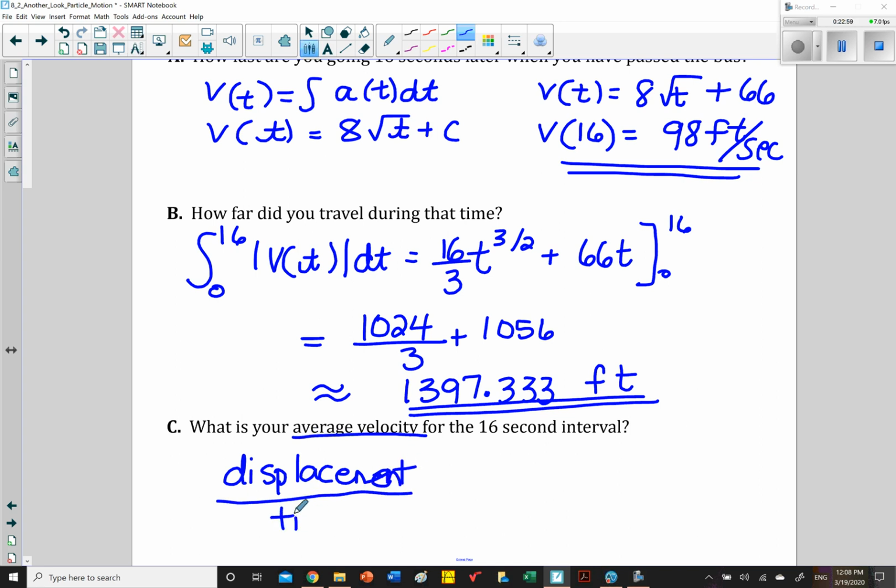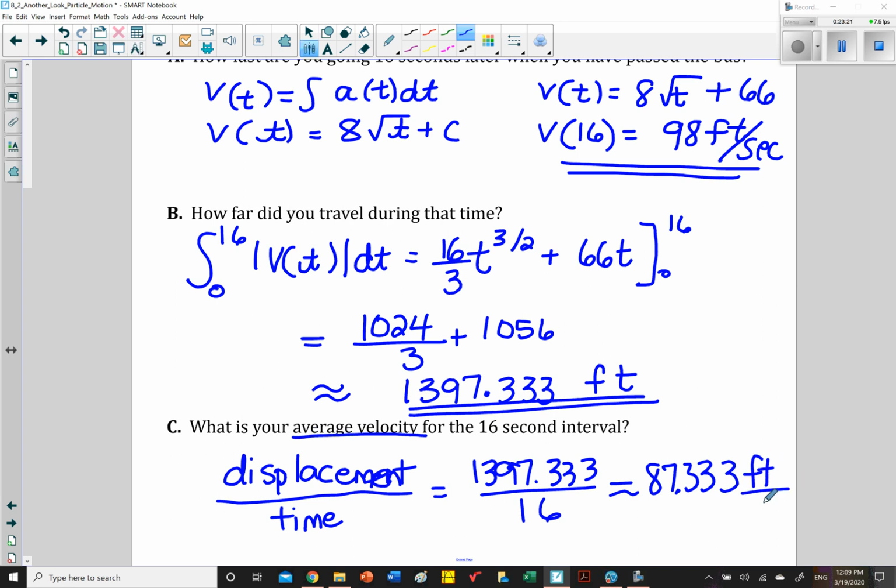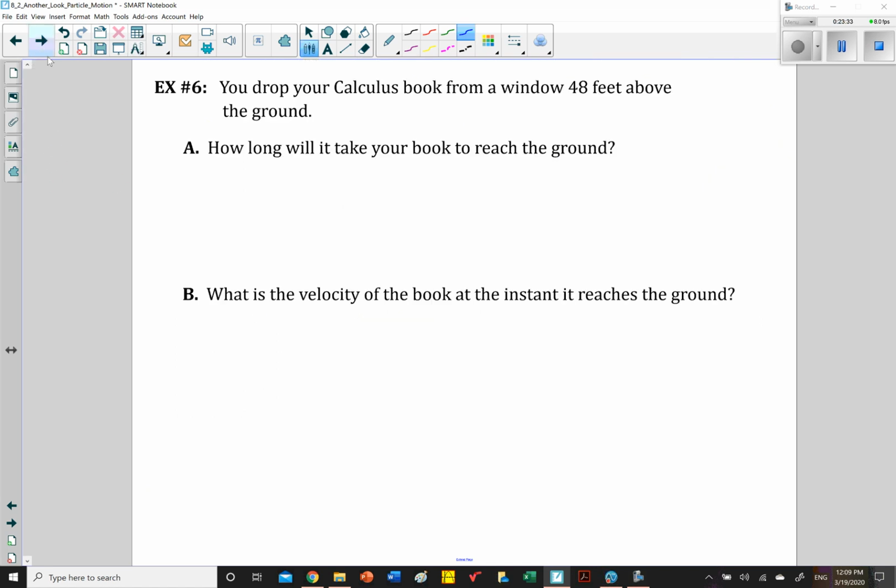Displacement divided by time. Oh, sometimes my pencil just gets a mind of its own. So displacement over the 16 seconds, that's about 87.33 feet per second for the average velocity. Okay, 2 more to go.